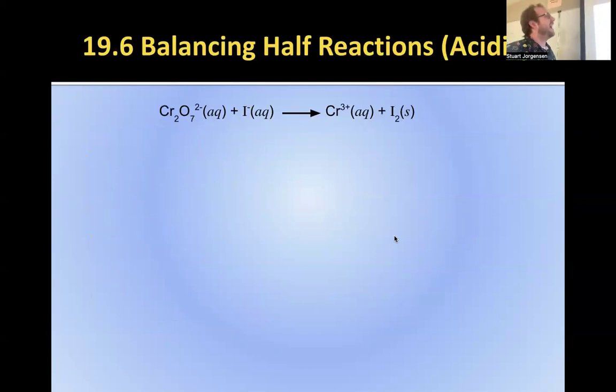Okay. Let's go back to that one we were looking at then. Let's start with our oxidation numbers. We know the deal. Let's do it.